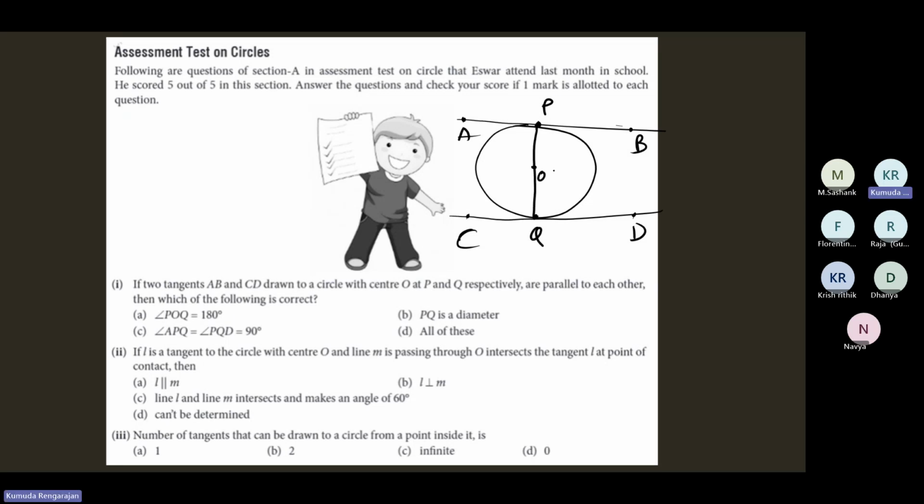So POQ is 180 degrees. Yes, this is 180 degrees. PQ is a diameter. Yes, PQ is a diameter. True, true. APQ is 90. PQD is 90. Correct. So all of these.